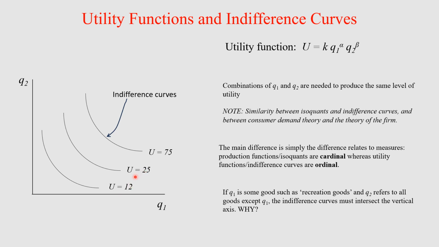So in other words, if we wanted to be on utility level 25, then we could take a reduction in Q1 and it has to be substituted for or compensated for by increases in Q2. Now notice that these indifference curves I've got labeled as 12, 25, 75, but I could just as well label them 1, 2, and 3 because the indifference curves are not always needing to be what we call cardinal.